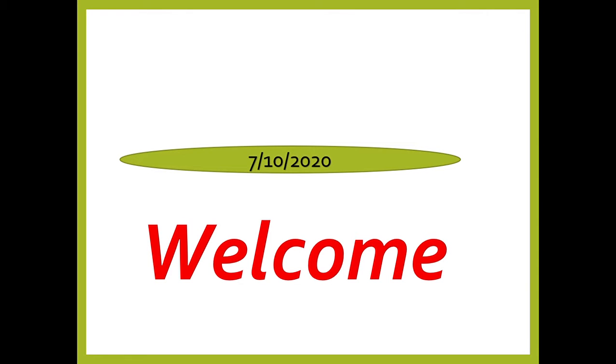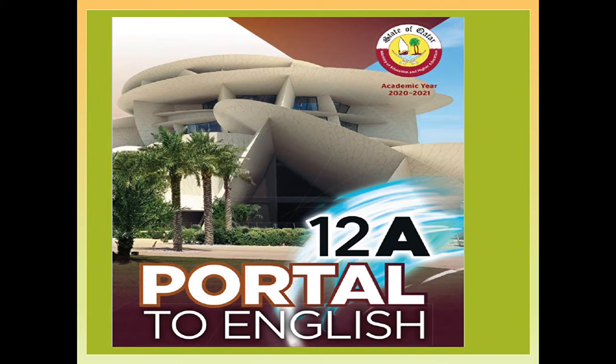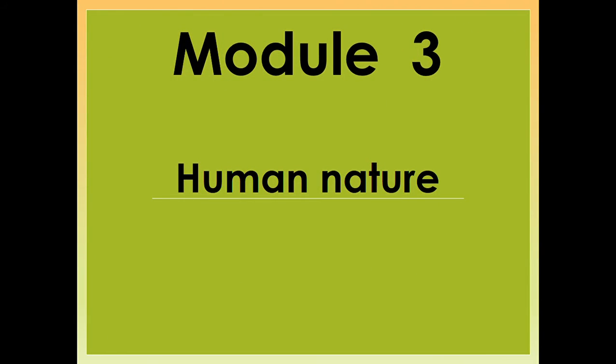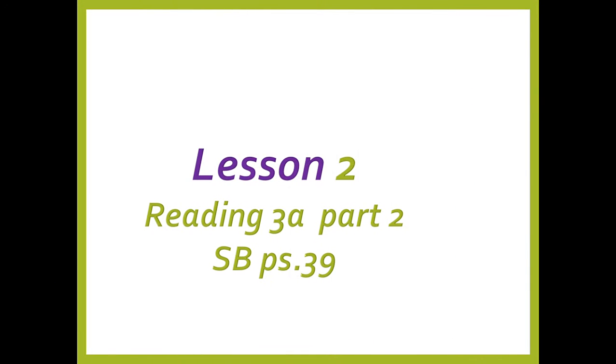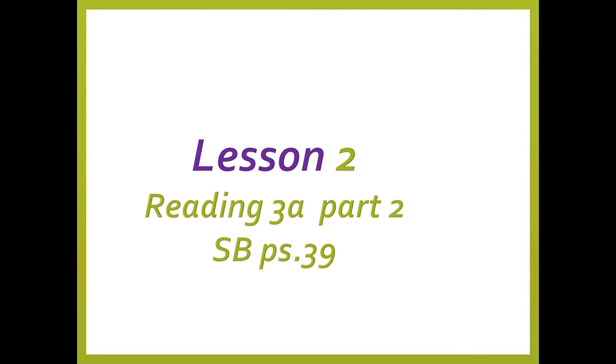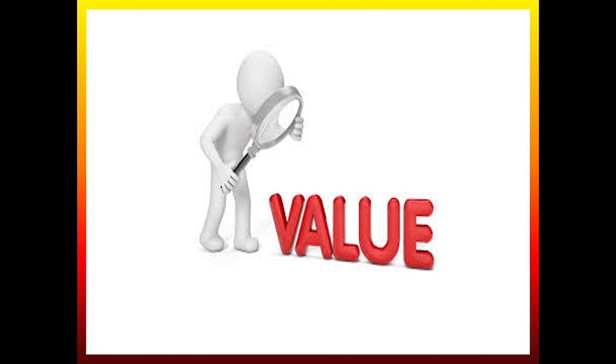We will start a new lesson on Module 3, Human Nature. It's Lesson 2, Reading 3A, Part 2, Student Book page 39. And as usual, we will start with our value. It's honesty.